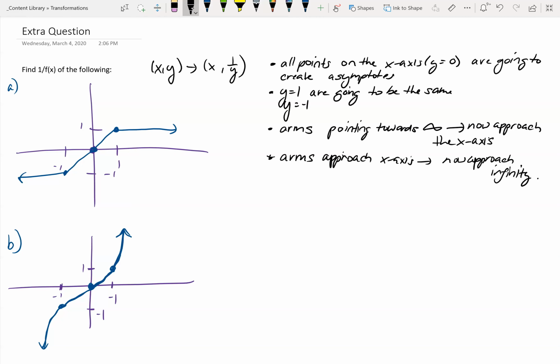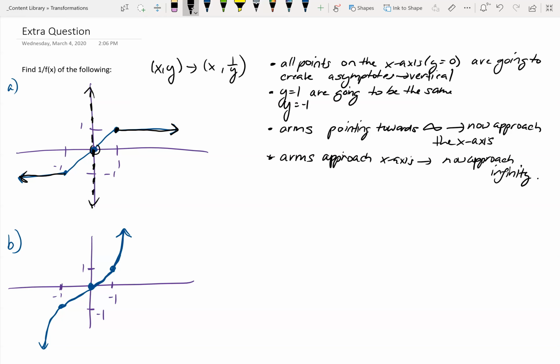So all points on the x-axis are going to create asymptotes. So I have 1 point over here that crosses the x-axis. That means that I'm going to create a vertical asymptote here. And if you want to add a note, you can say this creates the vertical asymptote. The next point, it says y equals 1 are going to be the same. So I have quite a few points along y equals 1. This whole arm then is going to be the same. Same with y equals negative 1.